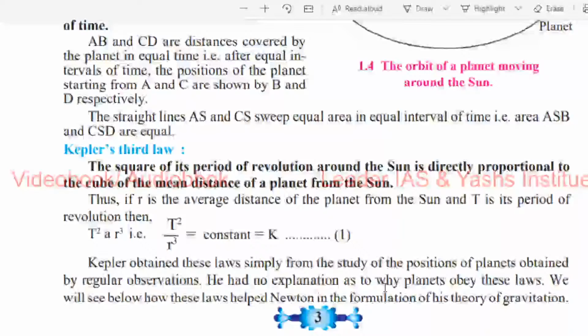Now next, Kepler's third law. The square of its period of revolution around the sun is directly proportional to the cube of the mean distance of a planet from the sun. I repeat, the square of its period of revolution around the sun is directly proportional to the cube of the mean distance of a planet from the sun.